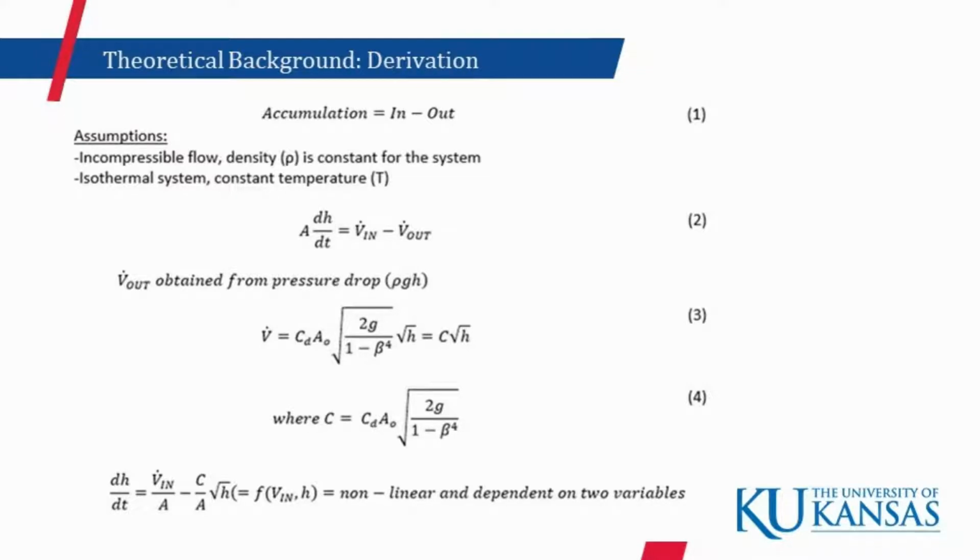Considering the general material balance of accumulation equals in minus out led to the development of the material balance used for this laboratory experiment shown in equation 2. Equation 2 was developed by assuming incompressible flow and constant temperature for our system. Further, the volumetric flow rate out was obtained from pressure drop, and equations 3 and 4 were utilized in order to develop an expression for the change in height with respect to the change in time shown at the bottom of the slide. In this expression, the second term is a nonlinear term which we must linearize.